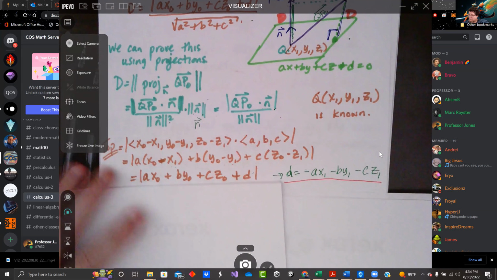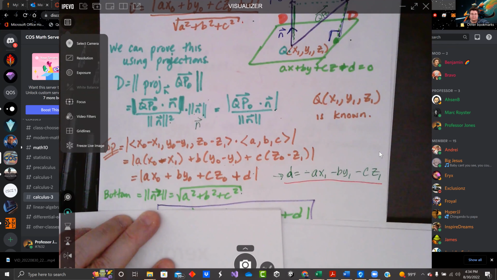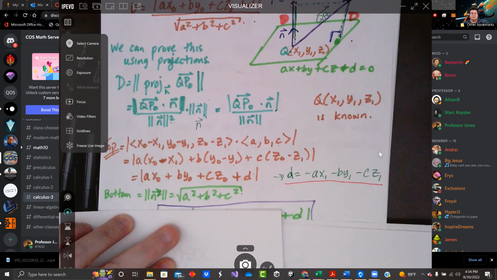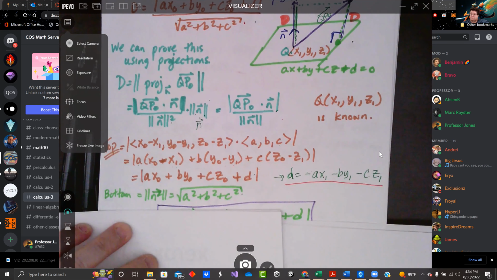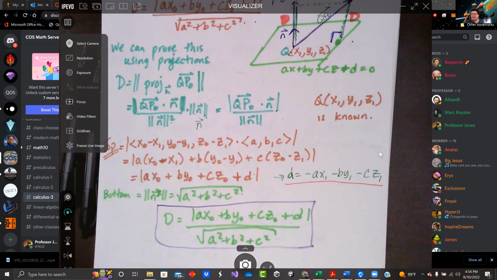So let's take a look at what happens. The bottom, we know what it is, obviously. The magnitude of N is the square root of A squared plus B squared plus C squared. If we wrap all those up as D, we have our formula. Okay. Let's take a look at an example.